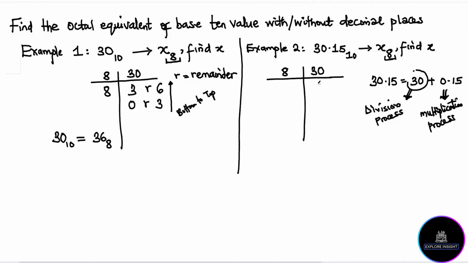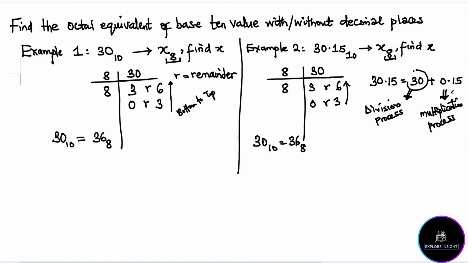8 into 30, we've already solved it. So we have 30 base 10, which is 36 base 8, just like what we have here. So it means 30 in base 10 is going to be 36 in octal system.